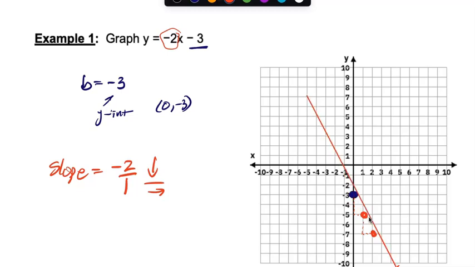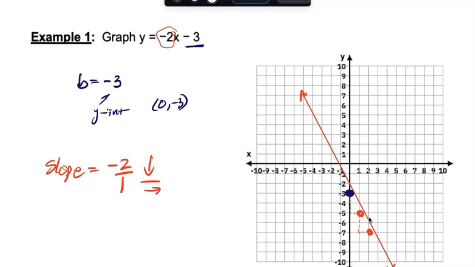Hopefully a better line than mine is. That's a bad line. Let's do that again. Something like that. And that's our graph. So that's graphing using slope-intercept form.